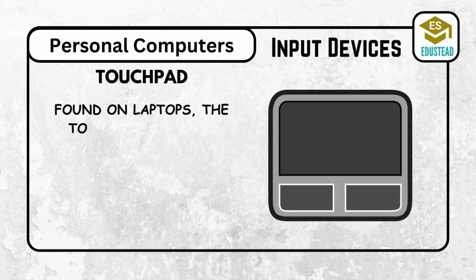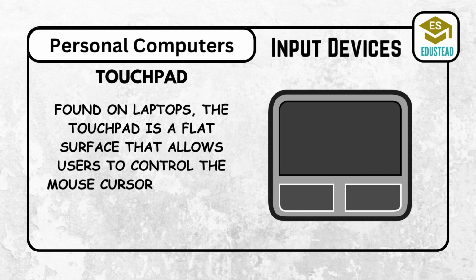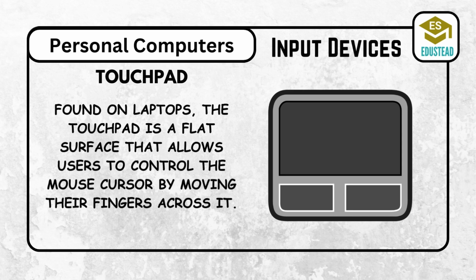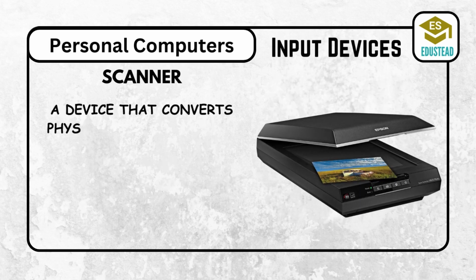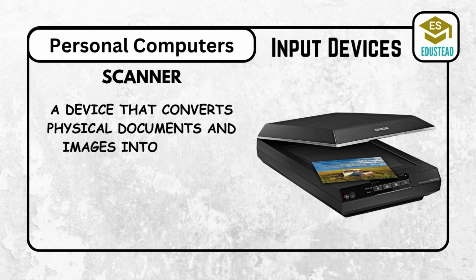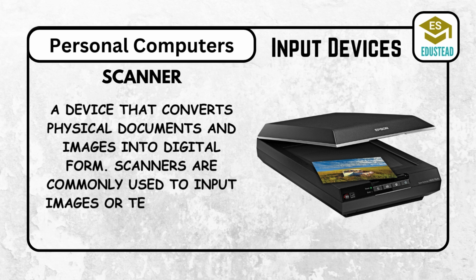Touchpad is found on laptops. It is a flat surface that allows users to control the mouse cursor by moving their fingers across it. Scanner is a device that converts physical documents and images into digital form. Scanners are commonly used to input images or text into the computer.